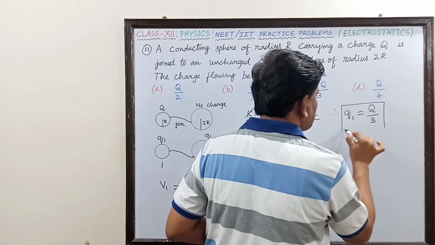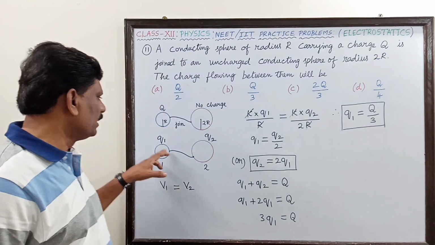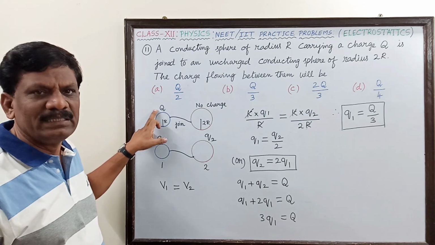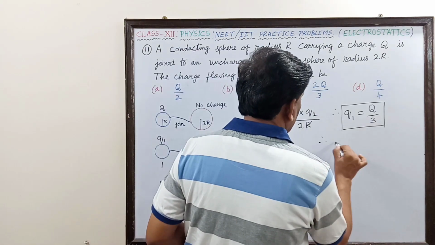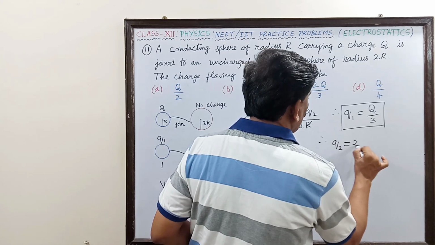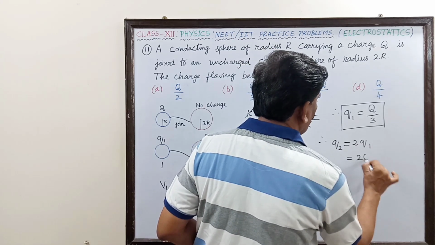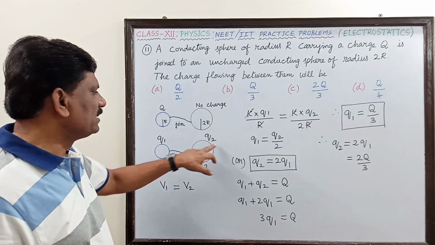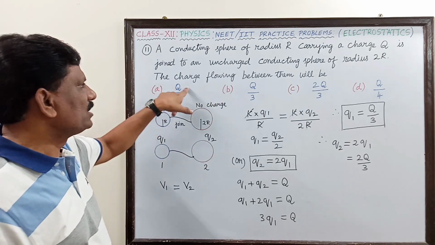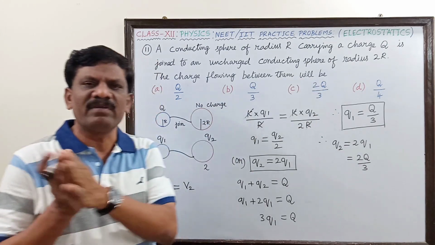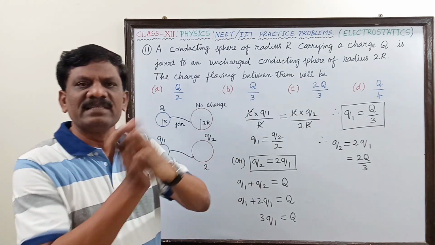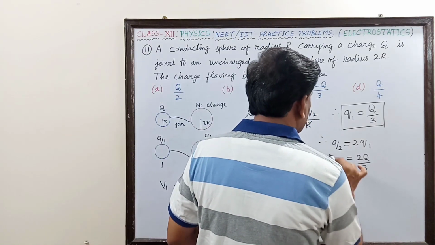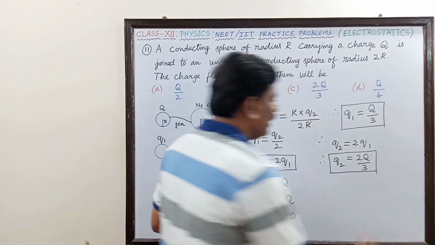So this is our next step of understanding. We have found that Q1 remaining in the first sphere is equal to Q divided by 3. Therefore Q2 is equal to 2 into Q1, so this is equal to 2Q divided by 3. That is the final answer. So how much charge has flown? What is the question? The charge flowing between them. Between them means from the first sphere to the second sphere, how much charge is flowing? That must be equal to Q2, which is equal to 2 times Q by 3. So this is the final answer.